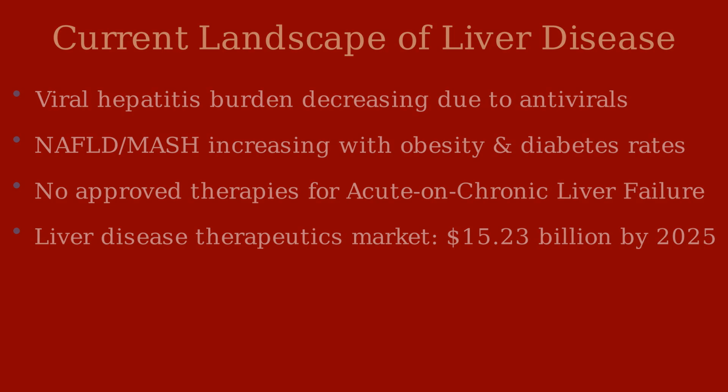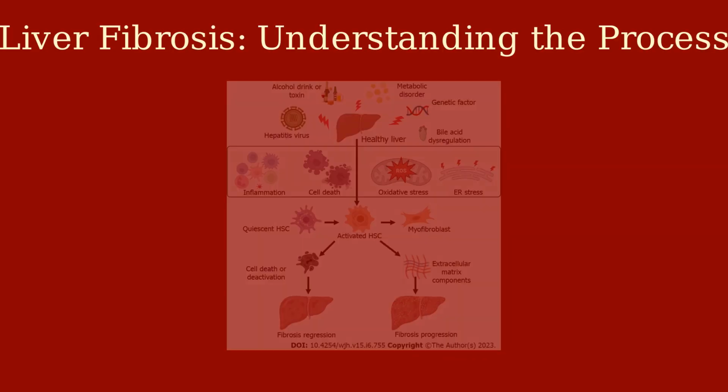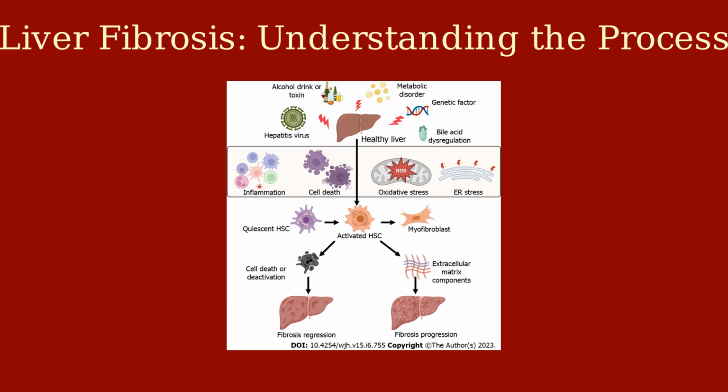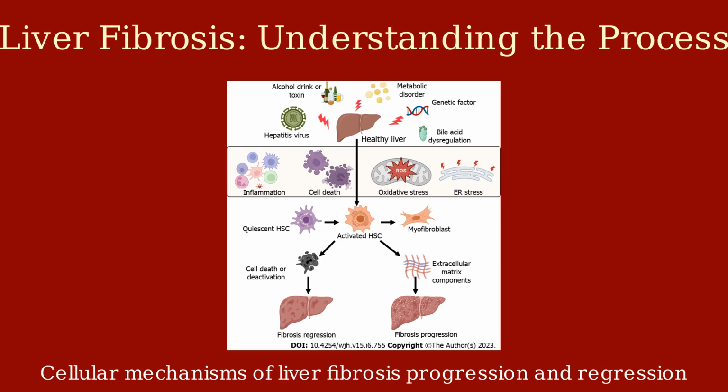A key area of research focuses on liver fibrosis, the excessive accumulation of extracellular matrix proteins, including collagen. This process occurs as a result of chronic liver injury and inflammation. Various factors, including alcohol, hepatitis, metabolic disorders, and genetic factors, can lead to inflammation, cell death, and oxidative stress, which activate hepatic stellate cells. These activated cells can either progress to fibrosis or potentially regress through cell death or deactivation.